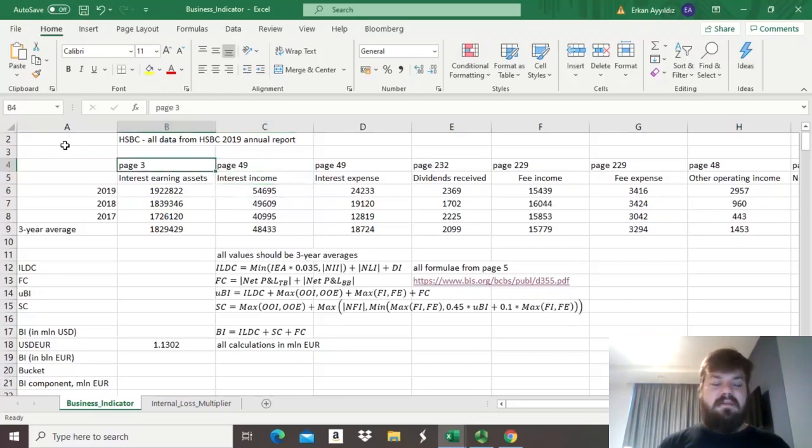Here I have provided the page numbers where you can find those disclosure elements for HSBC in particular in their 2019 annual report that has been released a couple of months ago.